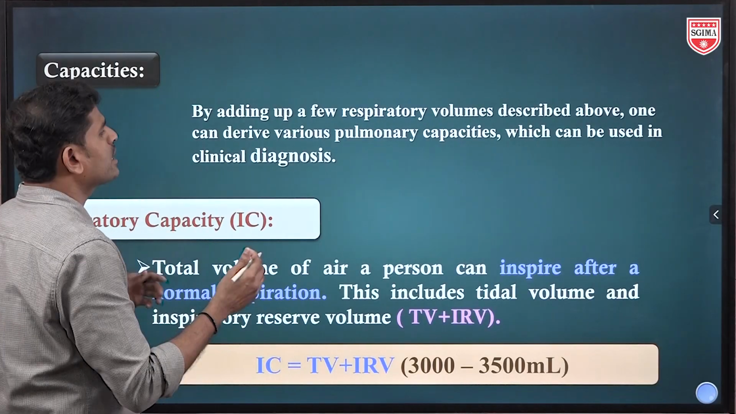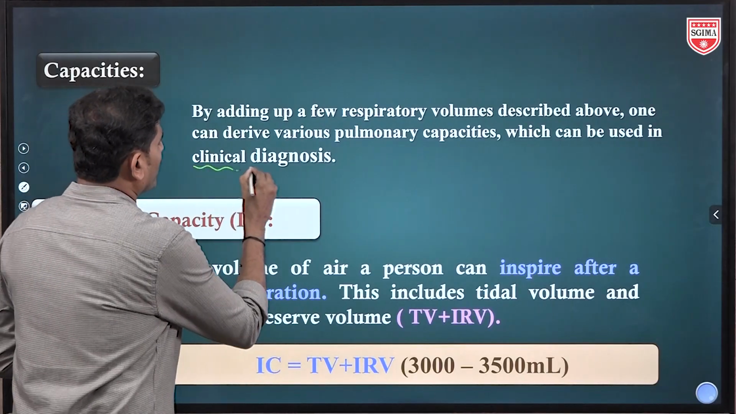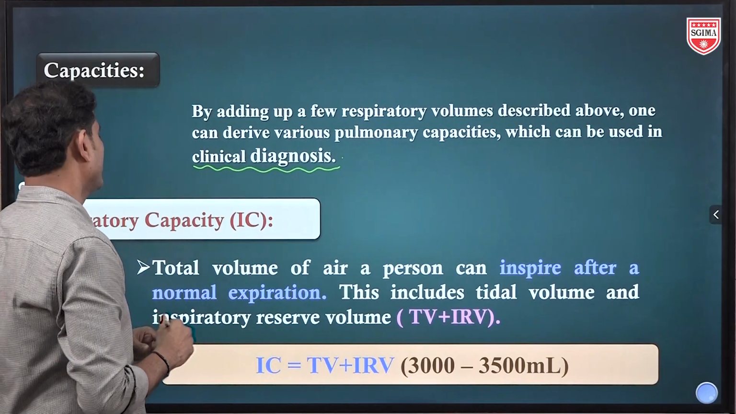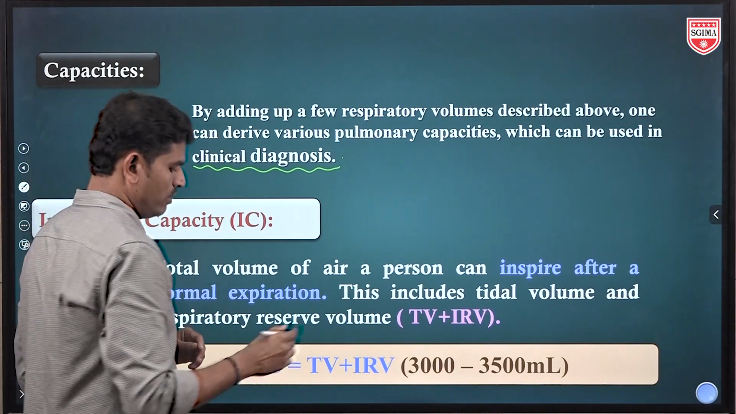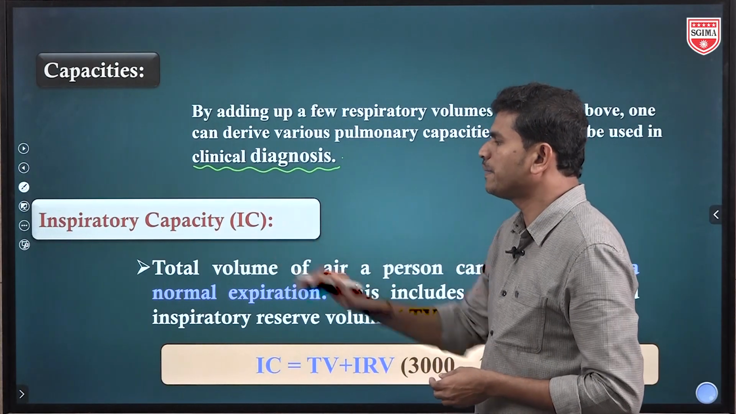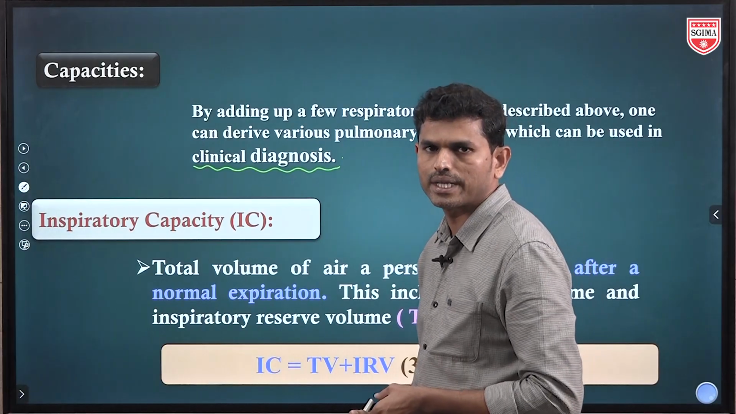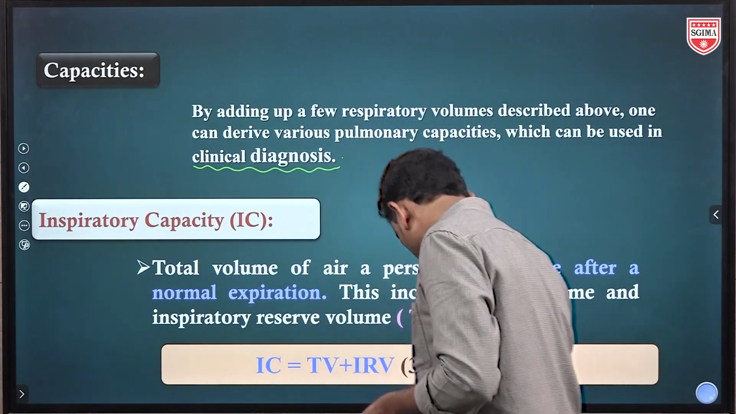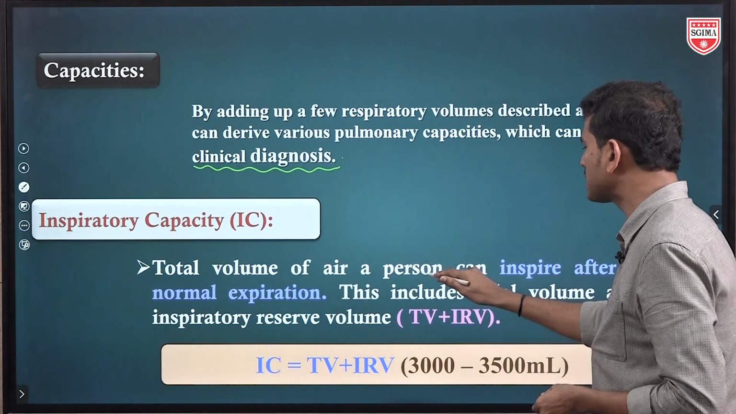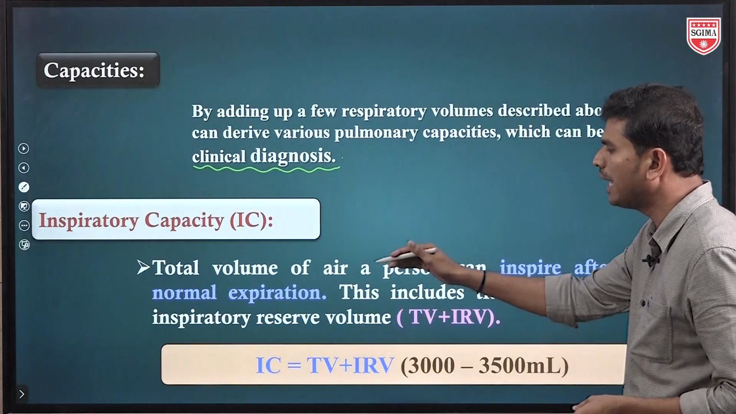So sum of 2 or more than 2 volumes gives rise to capacities only. Okay, so now these capacities are very important in the clinical diagnosis. Is there any problem with the person? Okay, so let us see the capacities. What are the capacities? Here it is. First one, inspiratory capacity, abbreviated as IC. So what is the definition for this one? Total volume of air a person can inspire after normal expiration.